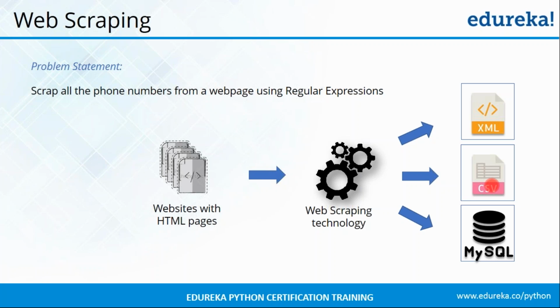So in our case, there's a website, and on that website we have phone numbers and we have addresses. So we are going to write a code in order to get only the contact numbers from there. And how are we going to do that? We are going to do that with the help of a regular expression. So for that, I'm again going to open my PyCharm.